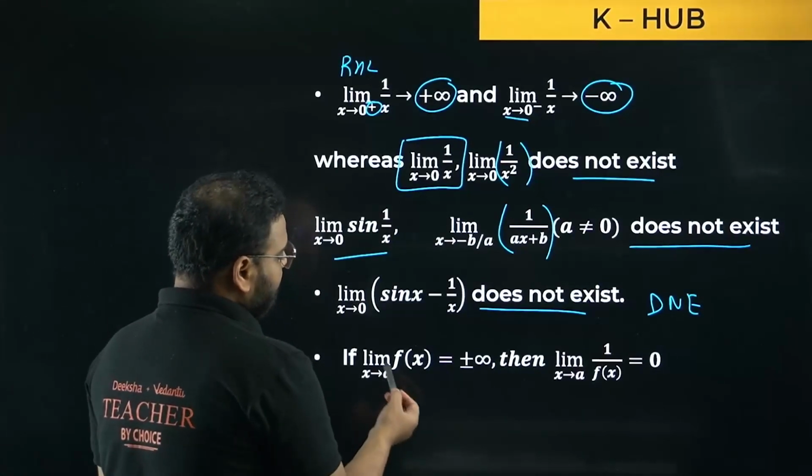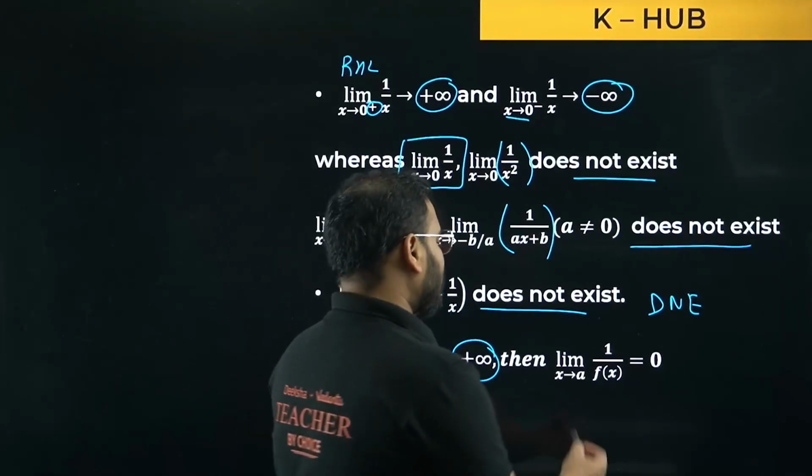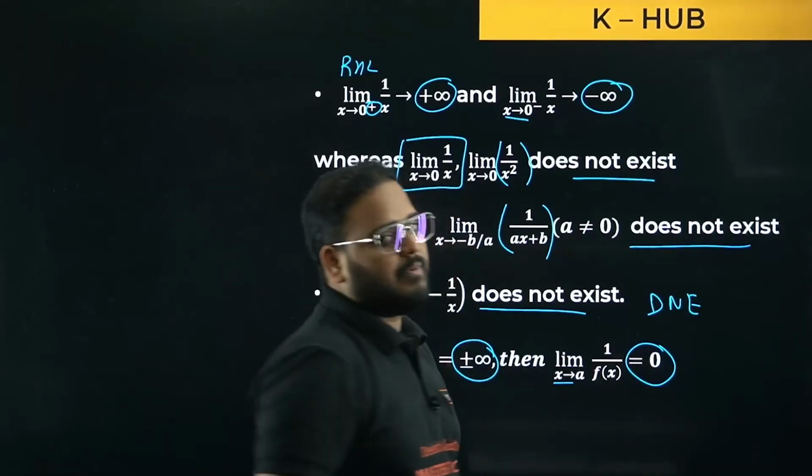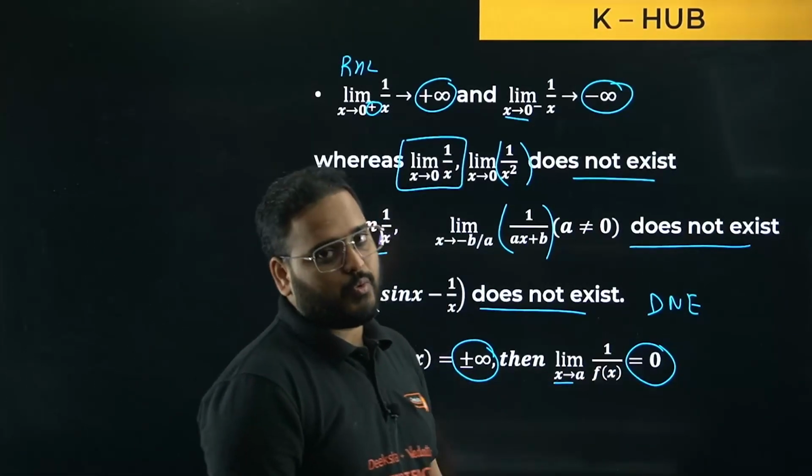Same way, if we have limit f(x) when x tends to a as plus or minus infinity, then limit of 1 by f(x) when x tends to a will be 0. Whether you take plus infinity or minus infinity, it will turn out to be 0 only, okay.